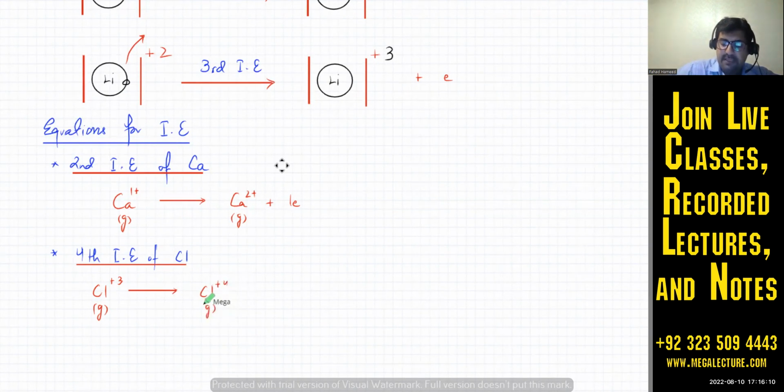And remember, we're doing this artificially in the lab. Chlorine usually doesn't lose electrons. We're making it lose electrons. Okay, so one electron is lost, and this is the fourth electron.